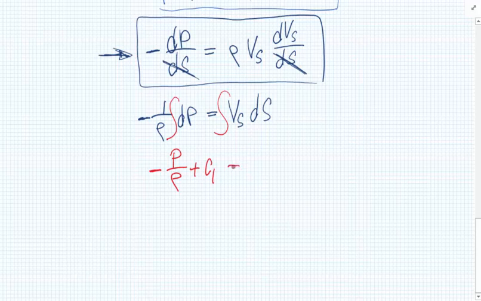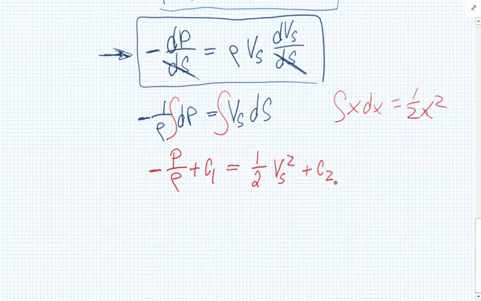And on this side, the integral of vs ds, well, you might not recognize that, but you certainly recognize x dx as equaling 1/2 x squared. So this is just 1/2 vs squared, and again there's another constant here, we'll call that c2.